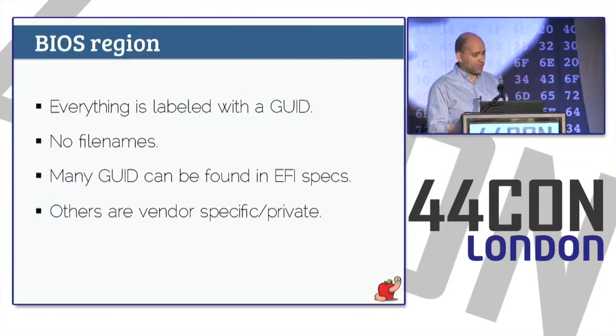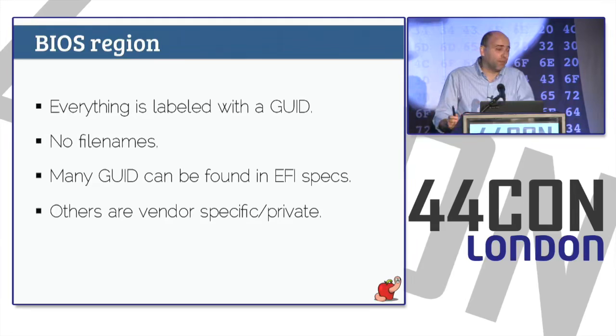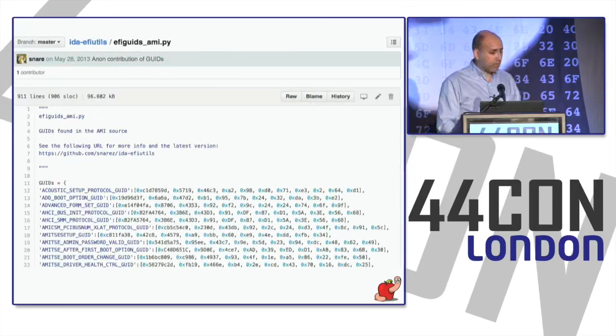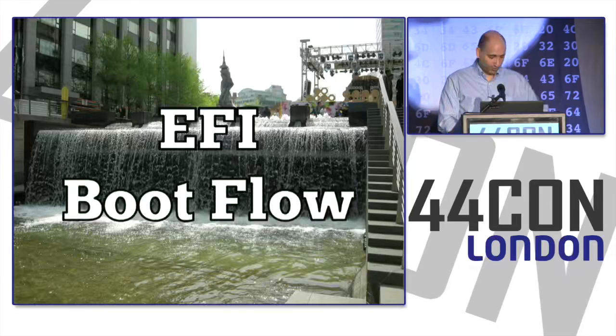As I told you, everything is labeled as a GUID. There are no file names whatsoever. You can find many in the EFI documentation, so grep or search on the PDF is your friend, and many are vendor-specific or private, which the only way you can do it is reversing stuff and understanding what they are doing. This, for example, is from Snare. There are 3 or 4 big databases of GUIDs that were extracted from many vendors and from official documentation, so you can have some human translation of the GUIDs.